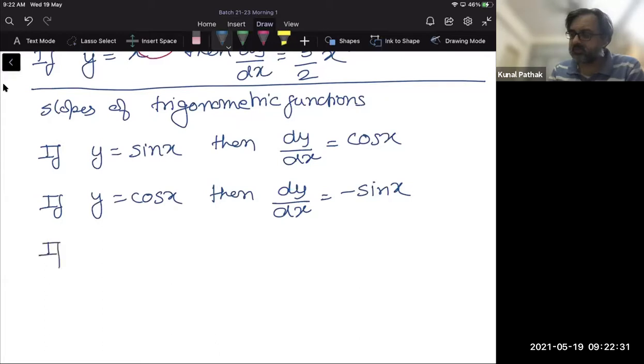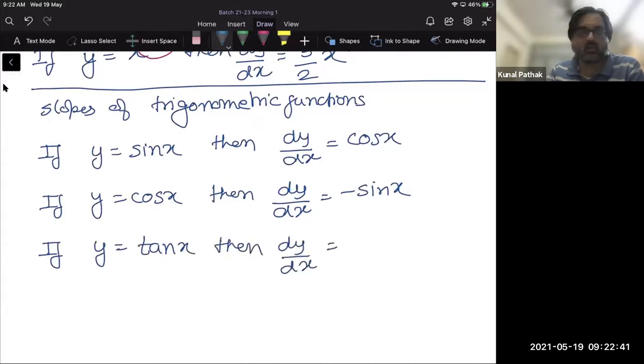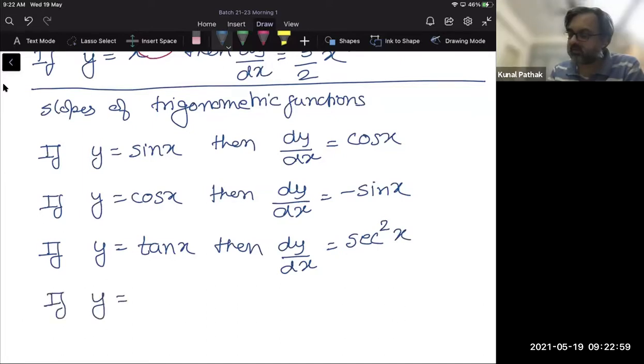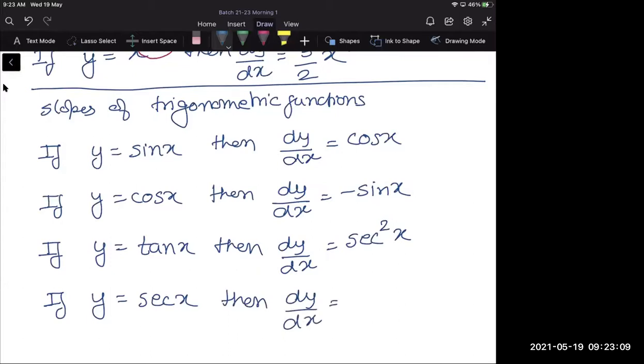Okay, so if y is equal to tan x, then dy by dx is equal to, tell me, someone tell me. Sec square x. If y is equal to sec x, then dy by dx. Sir, tan squared x. Here it is sec x tan x. Sec x into tan x.